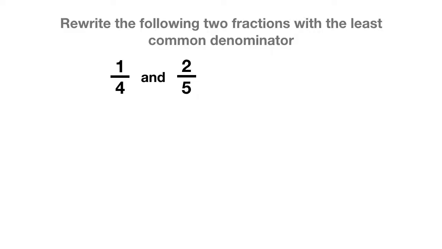Today we're going to go over how to rewrite fractions with a common denominator. Then you'll have a chance to complete some of these problems on your own. Here's our first problem. Rewrite the following two fractions with the least common denominator. And you can see the fractions we're working with are 1/4 and 2/5.